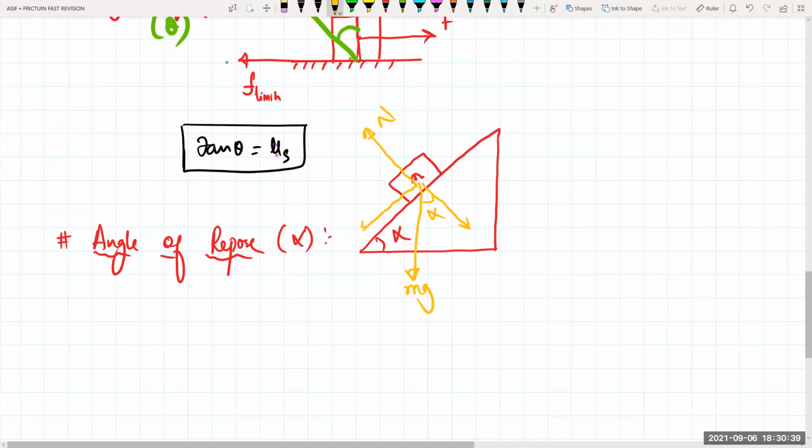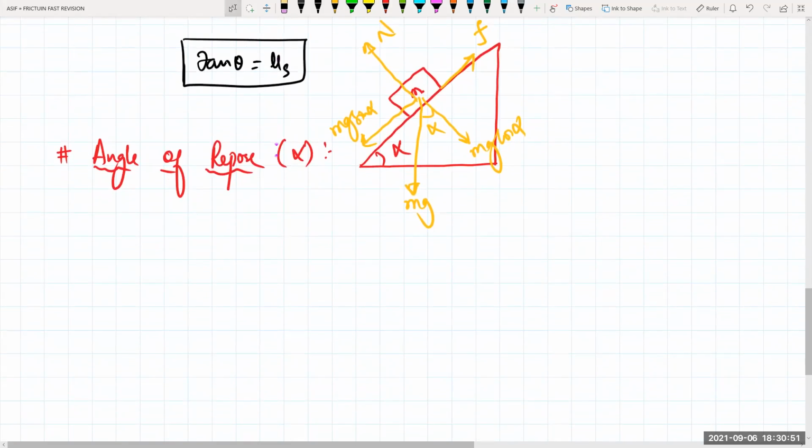Resolve this into components. This becomes mg cos alpha, and this one will be mg sine alpha. The frictional force acting on this body will be in the upward direction. So the angle at which the body is ready to move in the downward direction is known as the angle of repose. For angle of repose also, tan alpha will be equal to mu s.